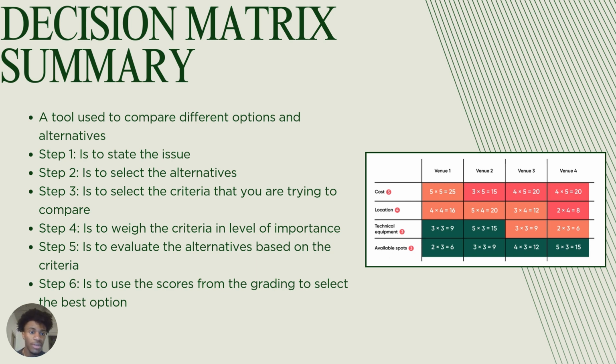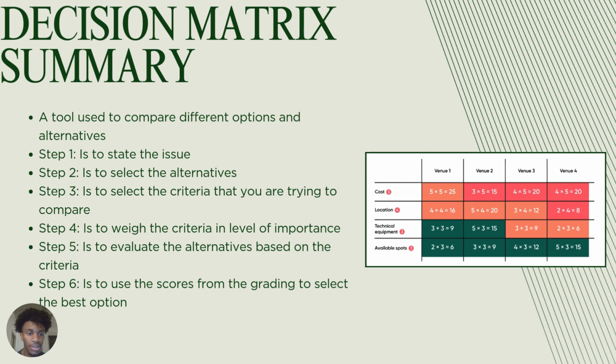Step one is to find the issue that you're trying to solve. Step two is to have the alternatives, which can be the different solutions you are trying to use to solve the issue. Then you select the criteria that matter the most when trying to solve this issue, and then you weigh them in level of importance to how well they can solve the issue.